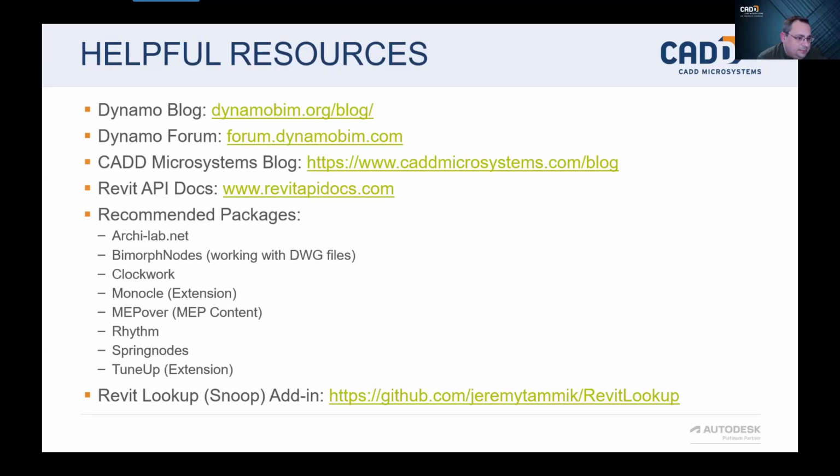Recommended packages, these are your tried and true. If you go anywhere, you ask anybody, they're going to list all these out. The one on there that may not show up on everyone's list is TuneUp because it's relatively new. And then Lookup or Snoop, it allows you to select elements in the Revit interface and see all of their data properties. Very useful for trying to figure out, is this data at the instance level, the type level, the family level, or the category level?